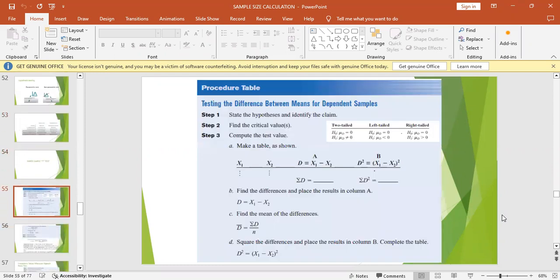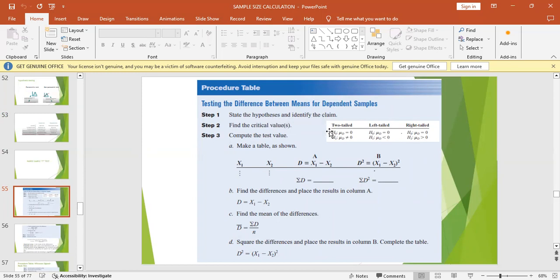Now the paired sample t-test. This is the procedure for demonstrating how the t-test is performed, testing the difference between the means of dependent samples. In step 1, we have to state the hypothesis and identify the claim.